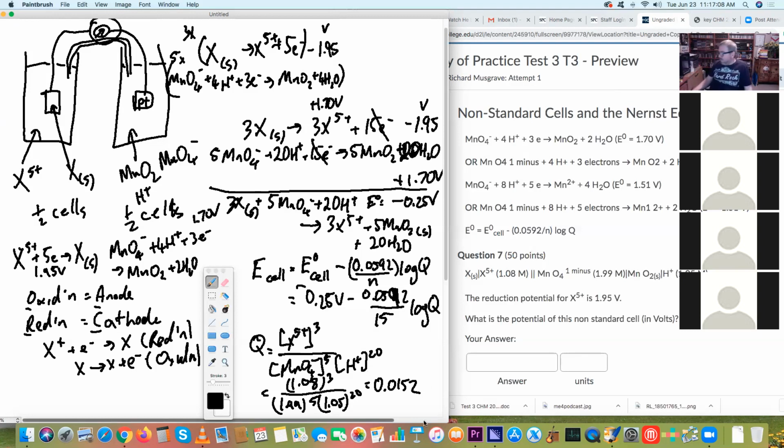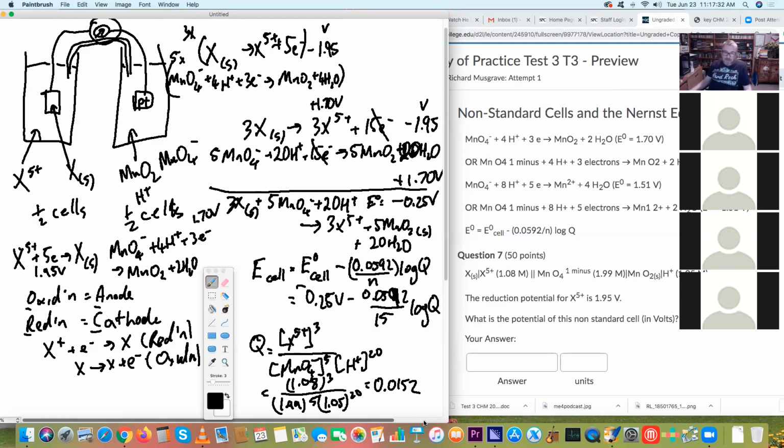And Q is a constant, but not at equilibrium. It's the reaction not at equilibrium. Once these things reach equilibrium, it's a dead battery. That's what happens when your battery dies. The whole thing reaches equilibrium. So it works.